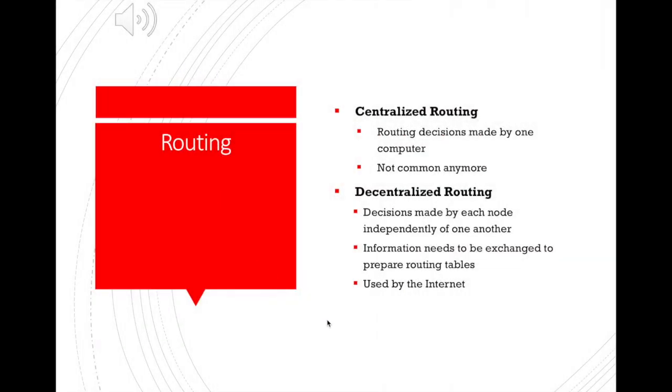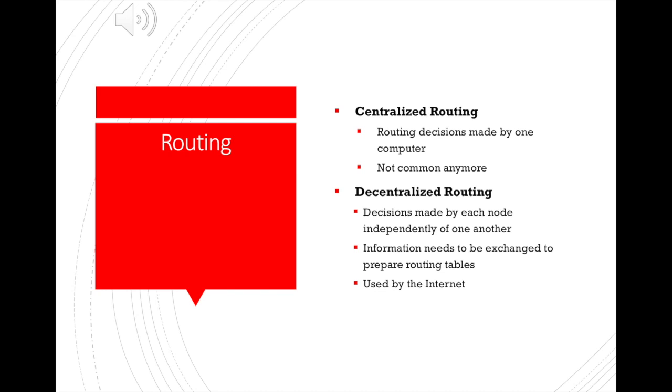Continuing with routing, we'll discuss centralized routing and decentralized routing. With centralized routing, there is one router or one computer that makes all the routing decisions. This is not very common anymore, as networks change dynamically everywhere, whether they're small networks or large. Decentralized routing is where the decisions are made by each node independent of one another. So at each hop, the routing decision is made there. We saw the hops with the trace route in the previous slide.